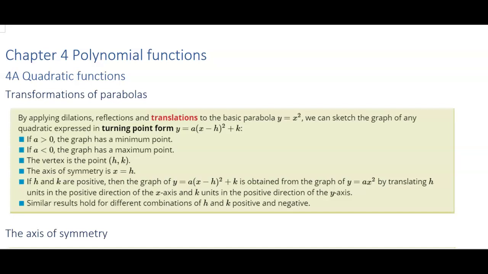There is quite a bit in 4A to get through because quadratics, or rather parabolas, are significant graphs in the methods course. So we need to make sure that you understand how to not only do things like transformations, but also things like completing the square, the quadratic formula, understanding what the discriminant is, and so forth.